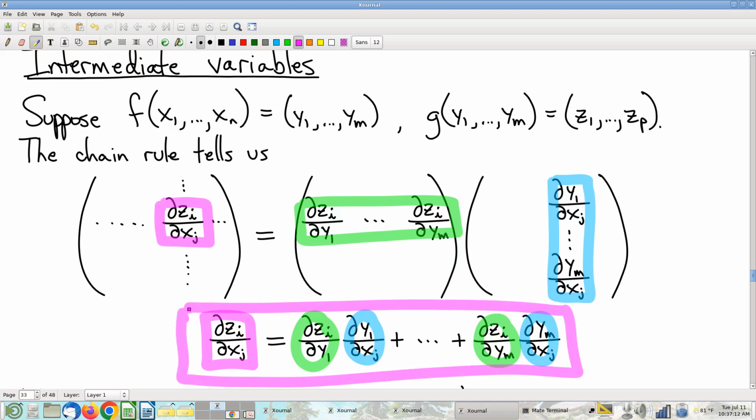This is the formula that comes from the intermediate variables, paths, propagation of changes point of view, and it shows up in this form if you write these things in terms of matrices. Now, let me just make sure everybody knows about matrix multiplication.